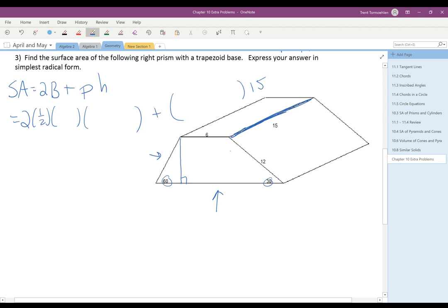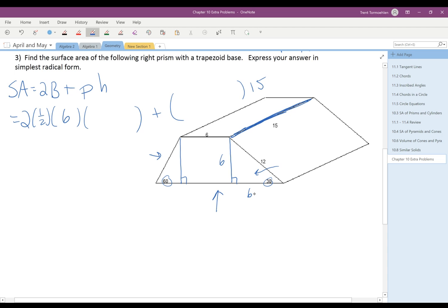So we draw in, whenever we were doing trapezoids, we always drew in the two heights to those vertices. This is the short leg of this 30, 60, 90 because it's opposite the 30. So short leg is always half the hypotenuse. So this is 6, which means the height of our base is 6. So that's nice.